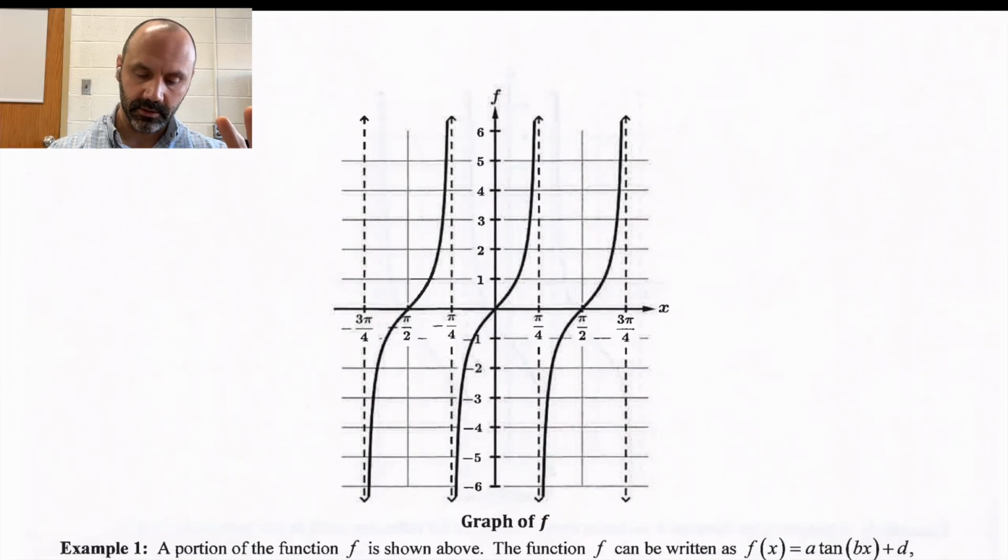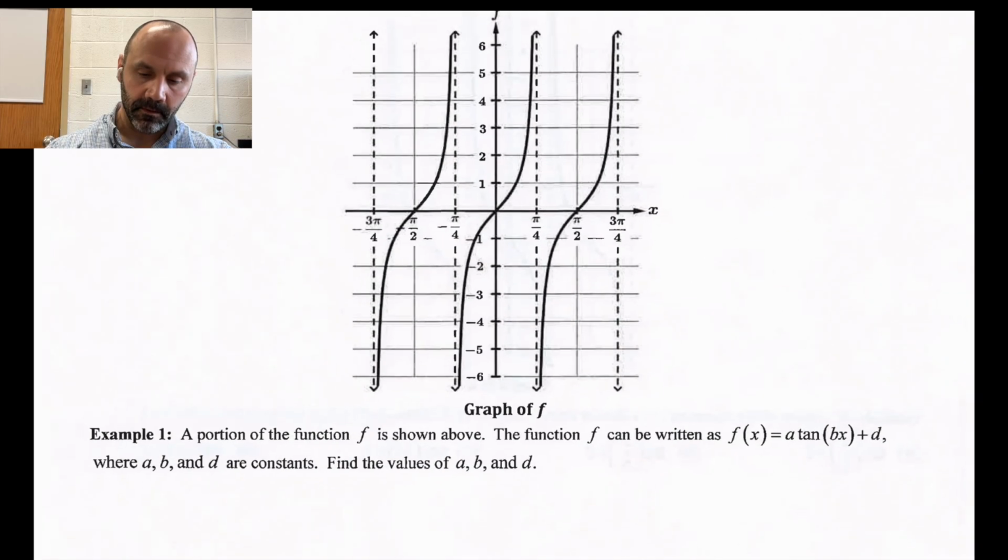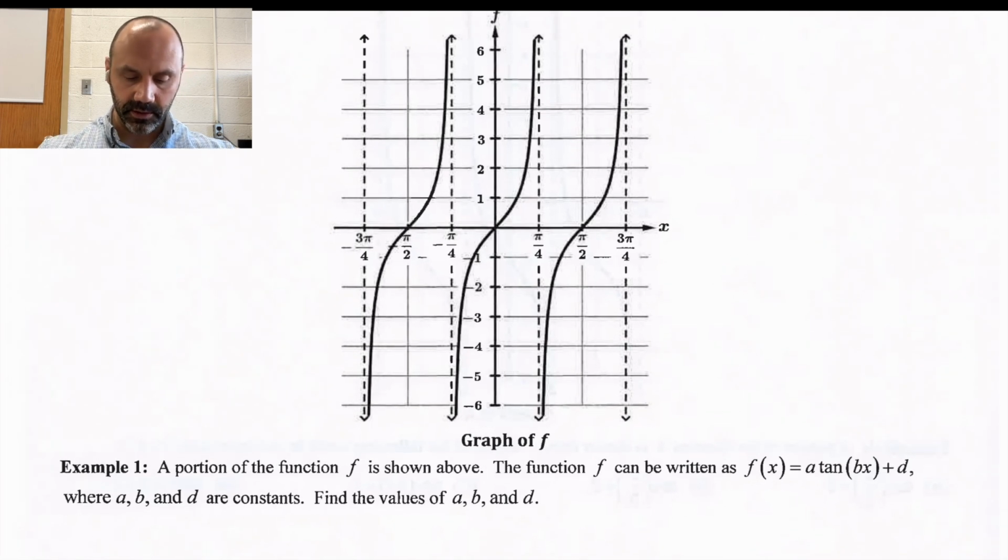Okay, and so now let's take a look at some examples. Here's an example of a function, and we want to know what are the values of A, B, and D. They didn't include C because there's no phase shift here. It hasn't been shifted. Notice that it passes through the coordinate (0, 0), it passes through the origin. So there hasn't been any kind of a phase shift.